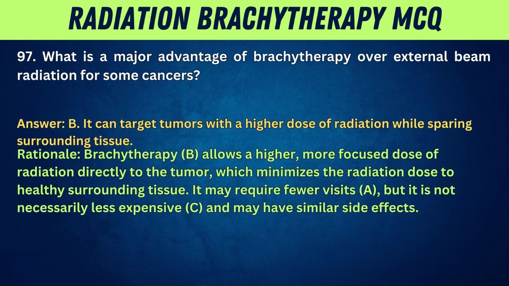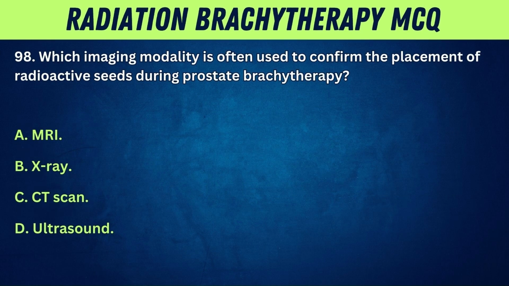Answer. B. It can target tumors with a higher dose of radiation while sparing surrounding tissue. Rationale. Brachytherapy, B, allows a higher, more focused dose of radiation directly to the tumor, which minimizes the radiation dose to healthy, surrounding tissue. It may require fewer visits, A, but it is not necessarily less expensive, C, and may have similar side effects.